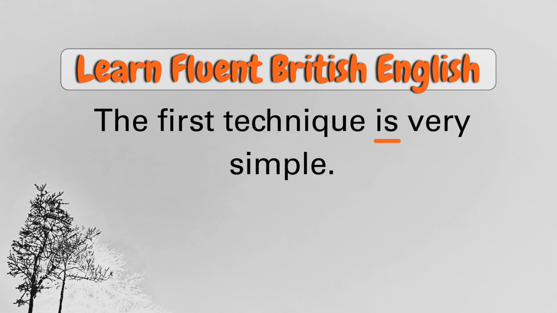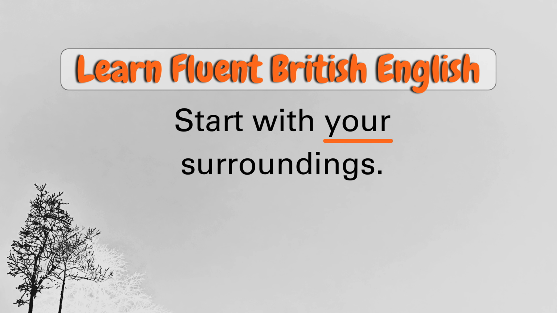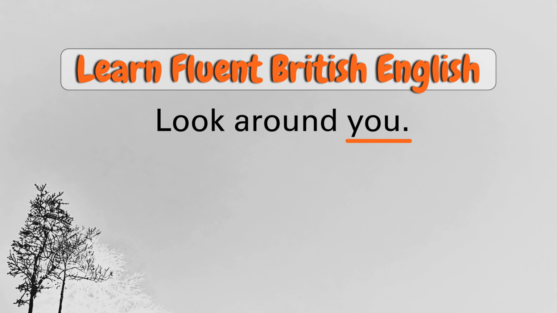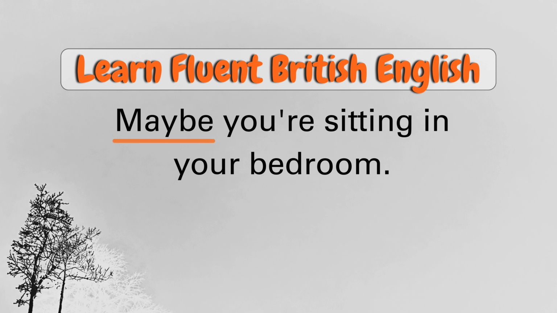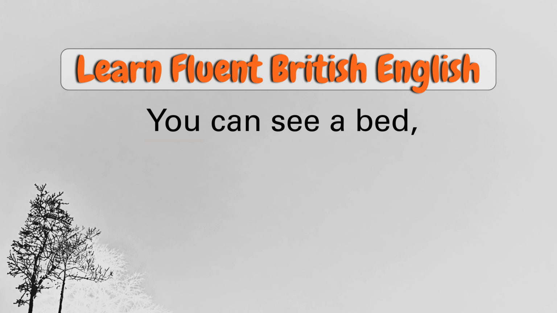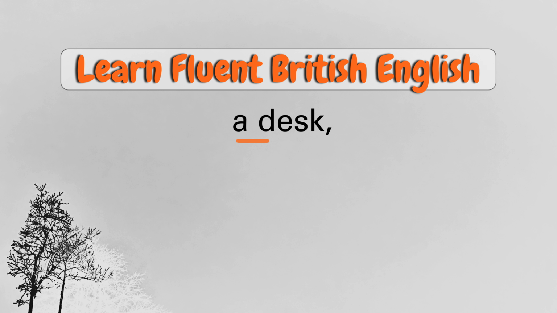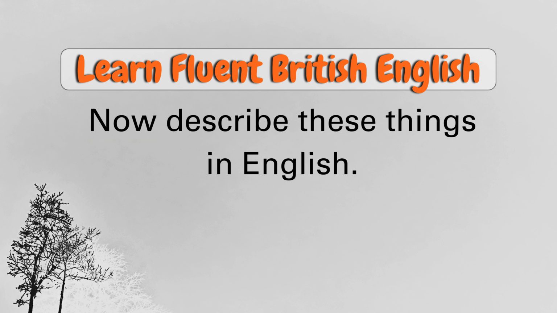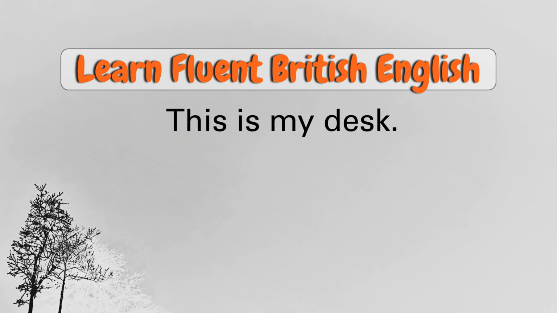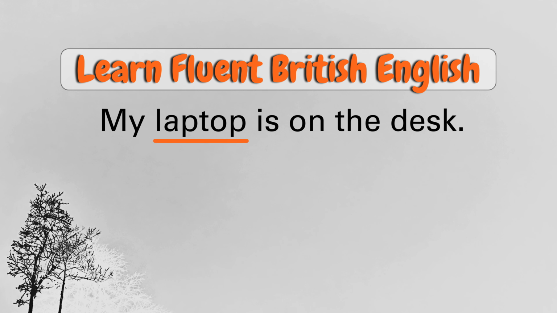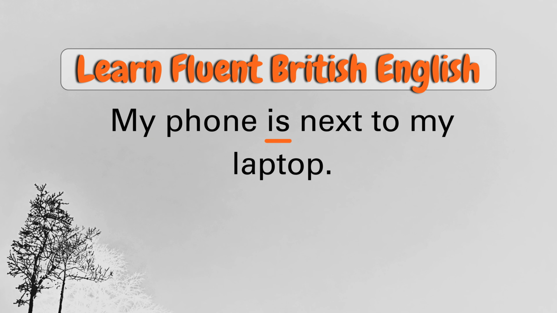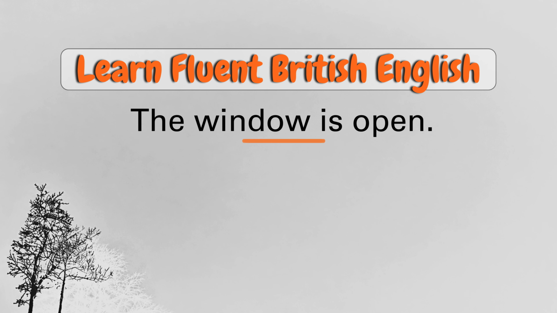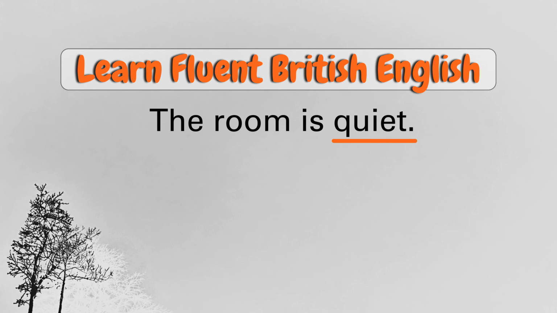The first technique is very simple. Start with your surroundings. Look around you. What can you see? Maybe you're sitting in your bedroom. You can see a bed, a desk, a phone, a window, a chair. Now describe these things in English. For example, this is my desk. My laptop is on the desk. My phone is next to my laptop. The window is open. The room is quiet.